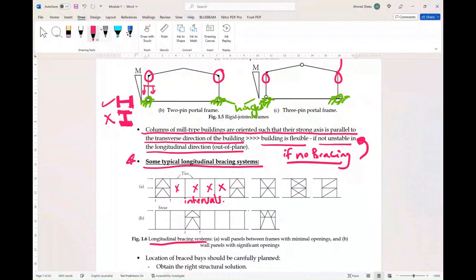And here are some longitudinal bracing systems. The first one, A, or any shape of this, is wall panels between frames with minimal opening. As you can see, there is not much opening in this system. In B, we have wall panels but with significant opening. So if you need a significant opening, you can use this orientation. As you can see here, there is a big opening.